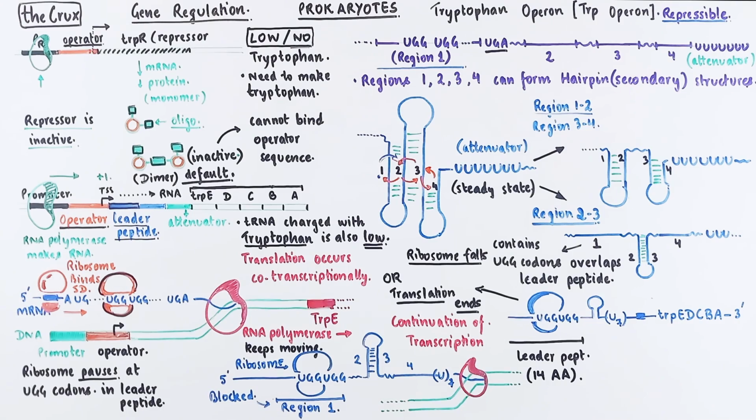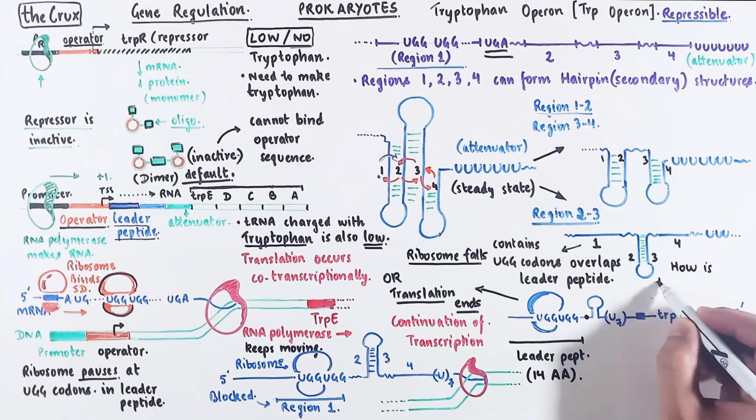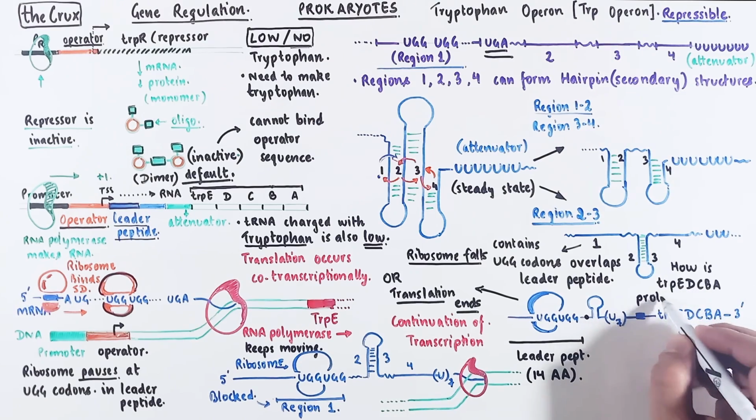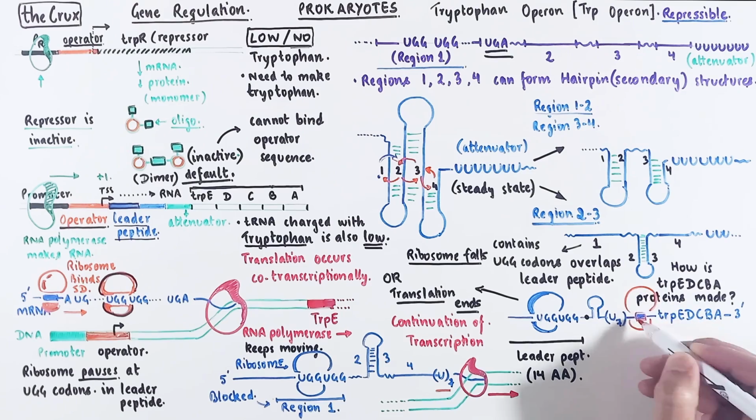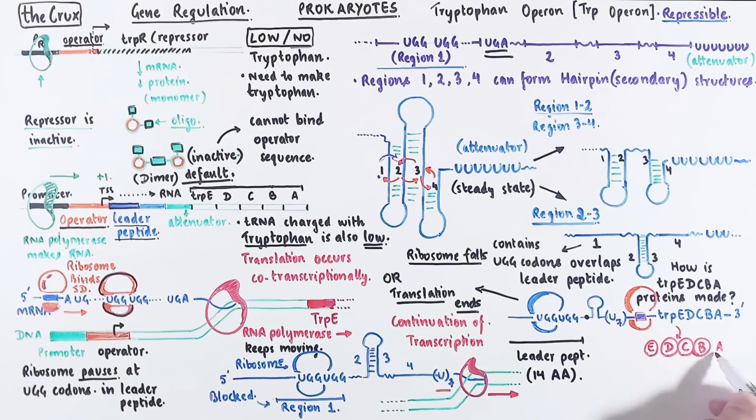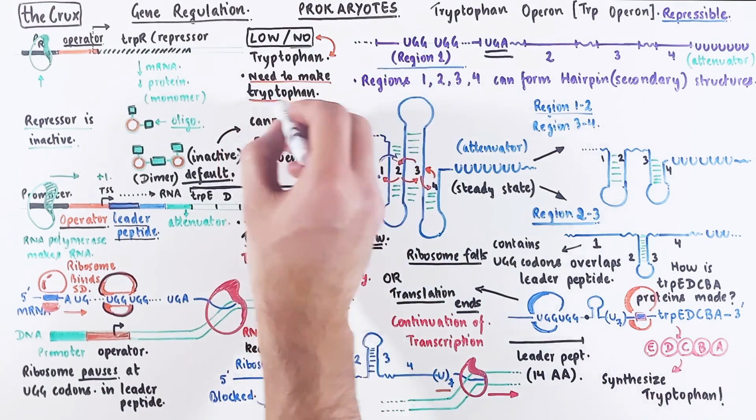Here's another question that pops up. If the ribosome falls off at the stop codon, how is it that trpEDCBA proteins are made? To answer this, you have to notice that the RNA polymerase moves past the attenuator signal. And downstream of the attenuator is another Shine-Dalgarno sequence onto which the ribosomes can bind and start translation of the downstream genes. So translation of each of these genes of these mRNAs will make the respective proteins. These proteins and enzymes then synthesize the tryptophan. This is exactly what we said in the beginning. If the tryptophan concentration is low, you need to make tryptophan.